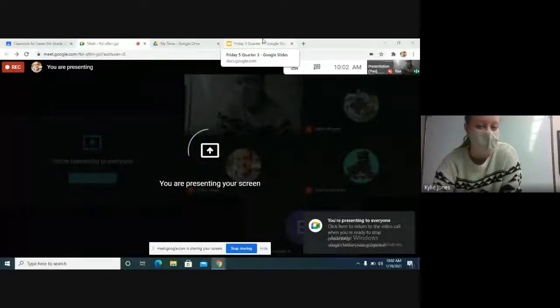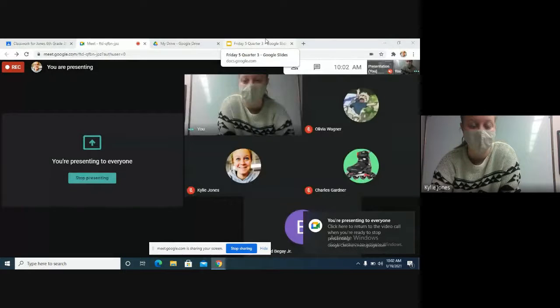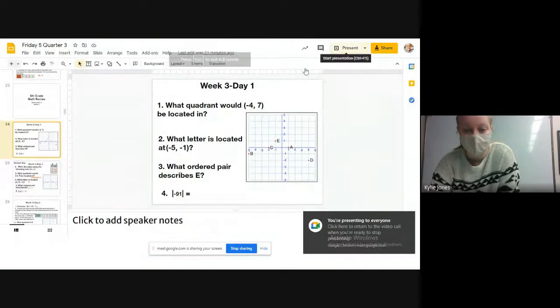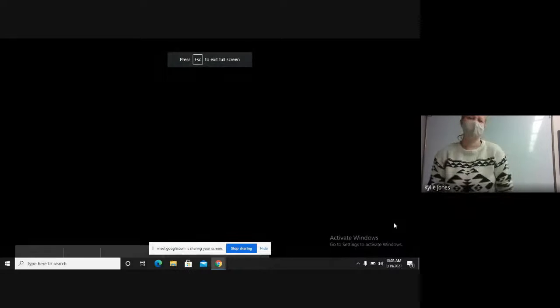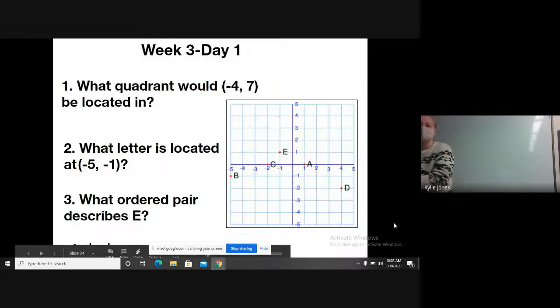I'm going to put the warm-up on the screen so you guys can get going on it. It should not take you very long. And then we will get going on what we're doing today. I'm going to give you about 5-7 minutes-ish. I'm going to use the quadrant on the right. So what quadrant would -4, 7 be located in?